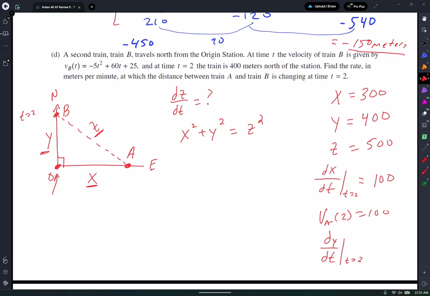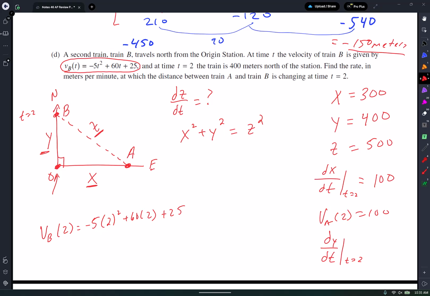Can I get dy dt? Yes. That just means velocity in the y direction. VB of 2 equals negative 5 parenthesis 2 squared plus 60 times 2 plus 25. And I'm going to slow down. You guys are going to have to be able to link this. This is velocity in the y direction, so you're going to have to know that this is your dy dt.